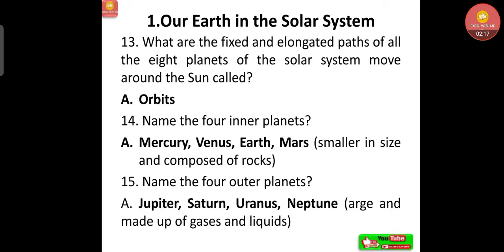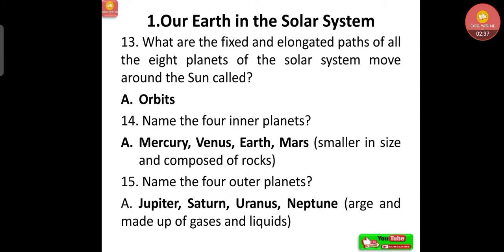What are the fixed and elongated paths along which all the 8 planets of the solar system move around the Sun called? They are called orbits. Name the 4 inner planets. They are Mercury, Venus, Earth, Mars, MVEM. They are smaller in size and composed of rocks.